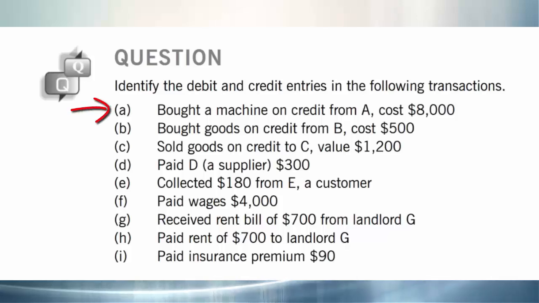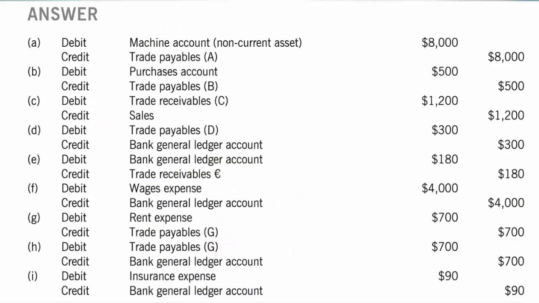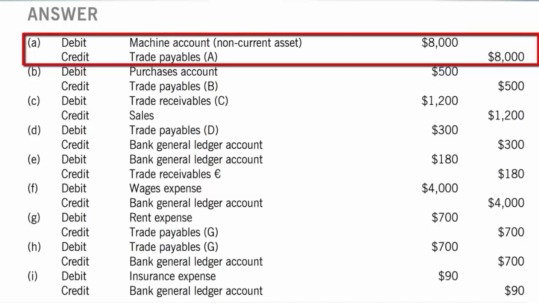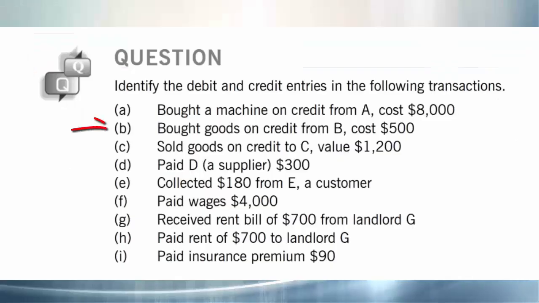Transaction A. Bought a machine on credit from A. Cost $8,000. Explanation. The business now owns the machine, which is a non-current asset. Assets increase with a debit entry, so we debit the machine account. However, the business hasn't paid for the machine yet. It owes the supplier A. This increases the business's liabilities, recorded with a credit entry in the trade payables account A. Entry: debit machine account for $8,000. Credit trade payables account A for $8,000.